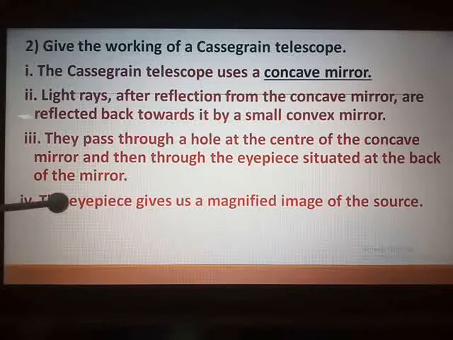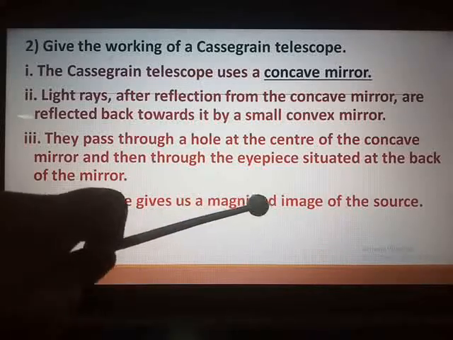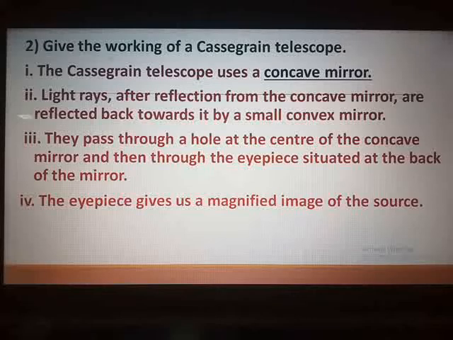Point number 4. The eyepiece gives us a magnified image of the source. Now diagrams I have not made you draw again, because if you see the textual exercise in question number 4, which we have discussed today also, all the 3 telescopes diagrams you are drawing. So need not draw the diagram for Cassegrain again, but for question number 5B, where they have given label the main parts of the telescope, there you have to draw the Newtonian telescope once again.